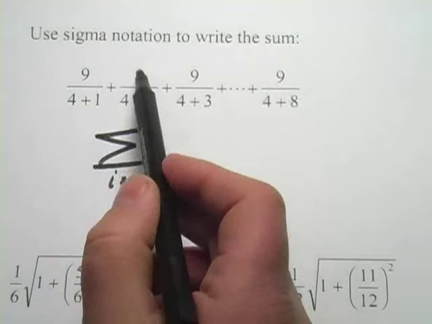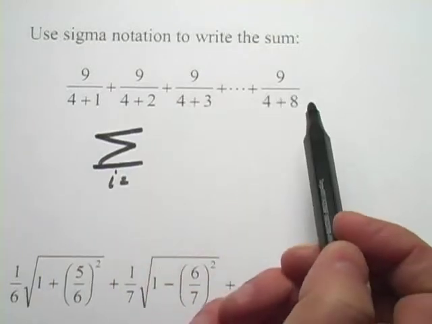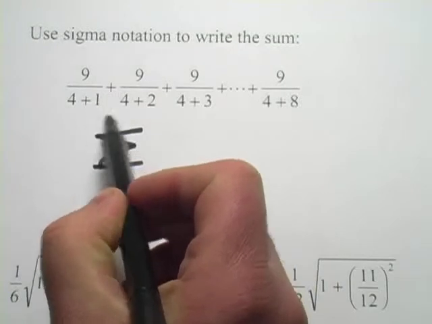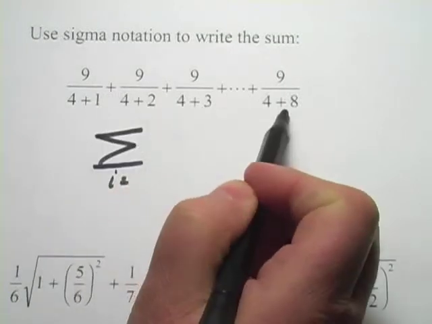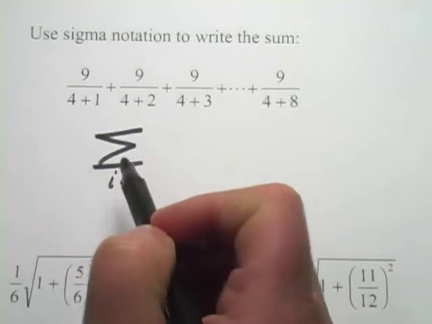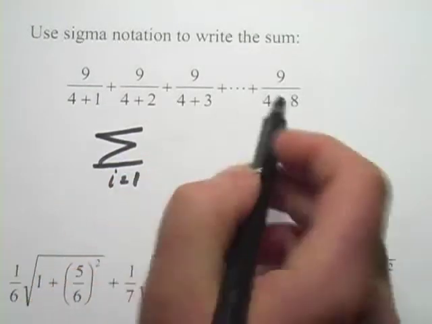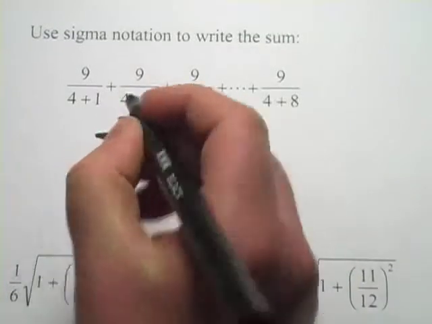So the thing to do when you're given a series like this is look for what's changing. In these, the 9 and the 4 stay the same, so that's not going to have to do with i. But this number down here, first it's 1, then it's 2, then it's 3, all the way up to 8. So that is going to be i in our expression. And it starts at 1, so down here we say i equals 1, and it goes up to 8, so up here we put an 8.